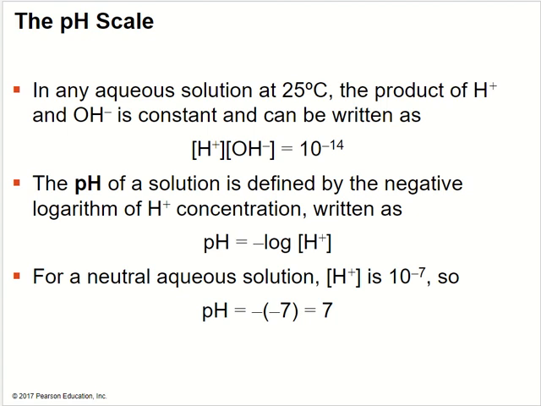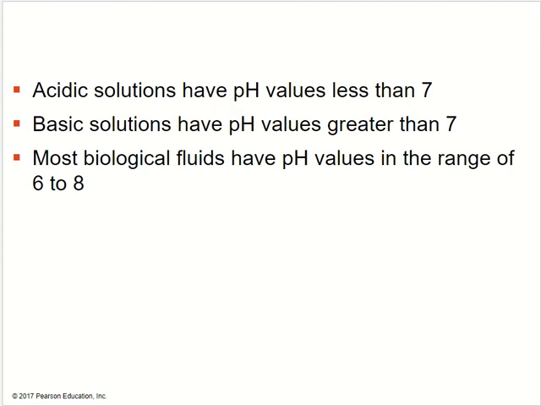For a neutral solution, the hydrogen ion concentration or hydronium ion concentration is 10 to the negative 7 molar. So negative log base 10 of 10 to the minus 7 is negative times negative 7, or a pH of 7, neutral pH.